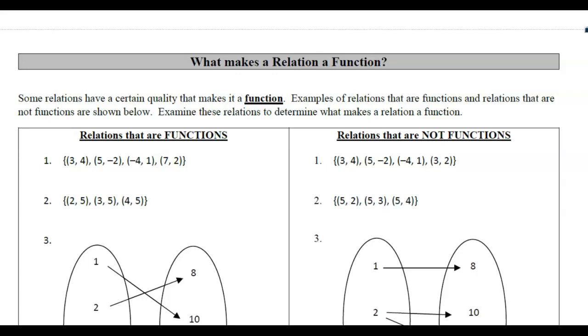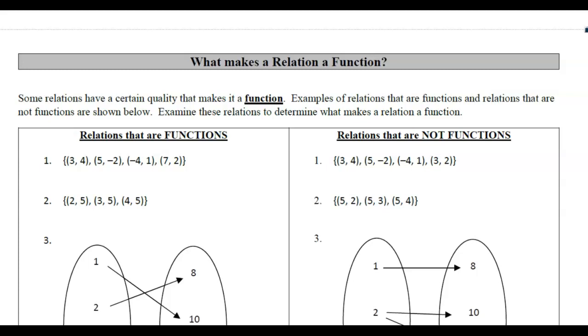All right, we're going to look at relations and figure out which ones can be defined as functions. So if you take a look at the first statement, some relations have a certain quality that makes it a function. Examples of relations that are functions and relations that are not are shown below. Examine these relations and determine what makes it a function.